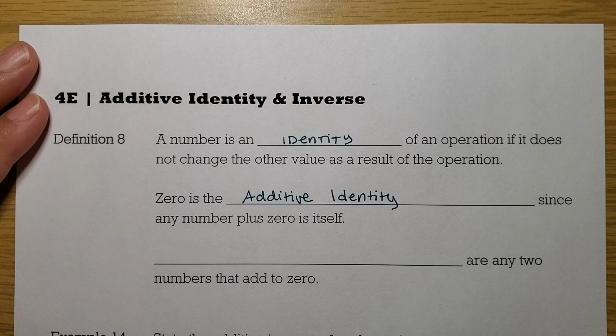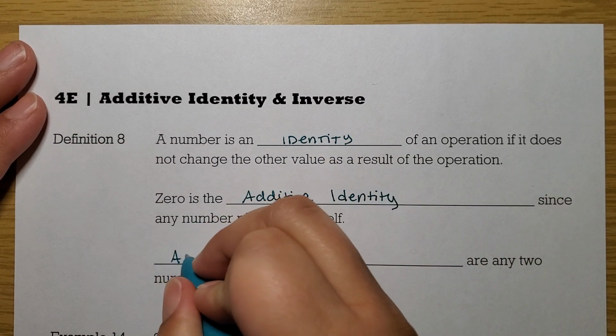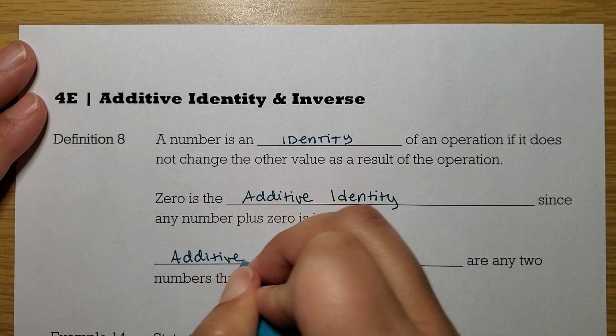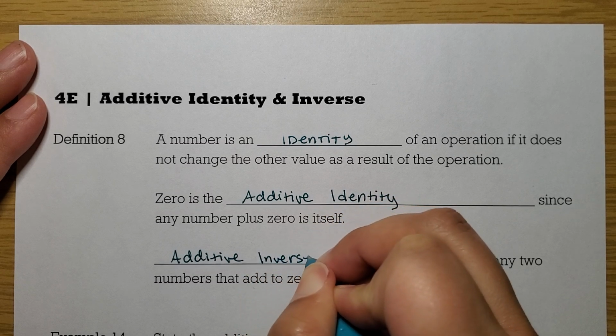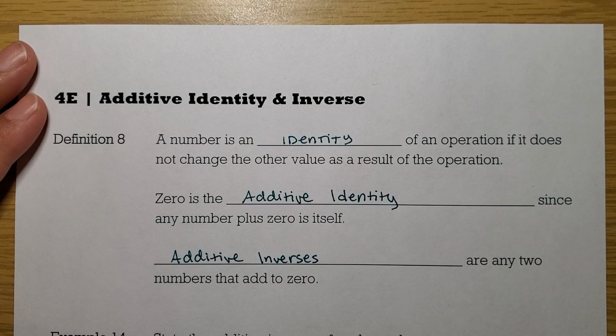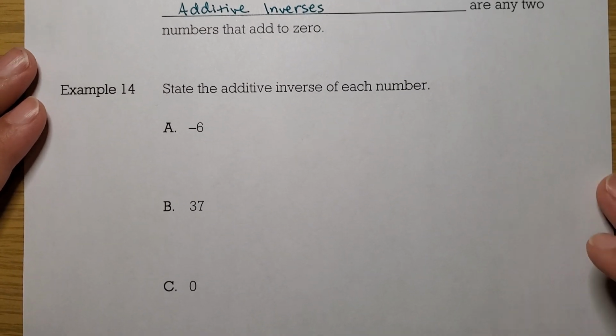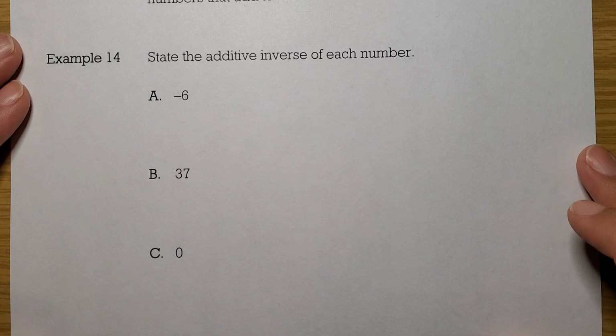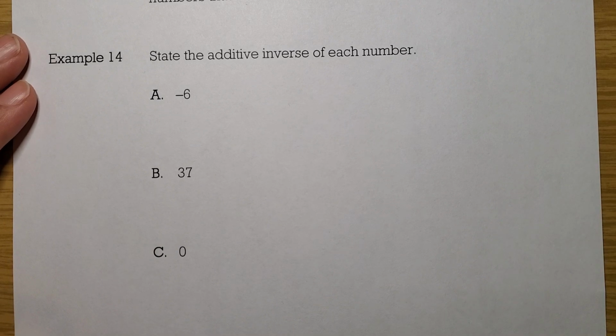Now, once you have an additive identity, you can also talk about additive inverses. So additive inverses are things that you add together that give you back the identity. In other words, additive inverses are any two numbers that are going to add to give you 0. You can think of them kind of like opposites. So for example, we're going to state the additive inverse of each of these three numbers. So basically, we're just talking about the opposite of each number.